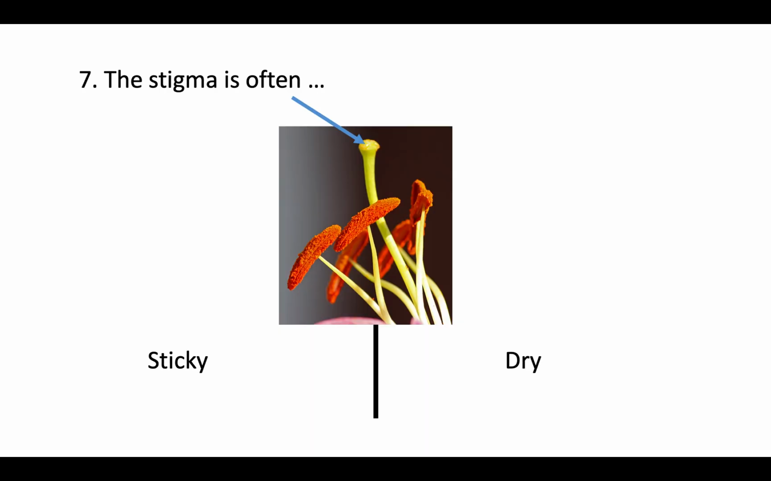Right, number 7. Now the stigma, they're showing it to you again so you don't forget, is often what? Sticky, A, or B, dry. Think about the pollen, think about where it needs to go, think about how it's got to stay there. It is, of course, sticky, because otherwise the pollen can't stick to it.